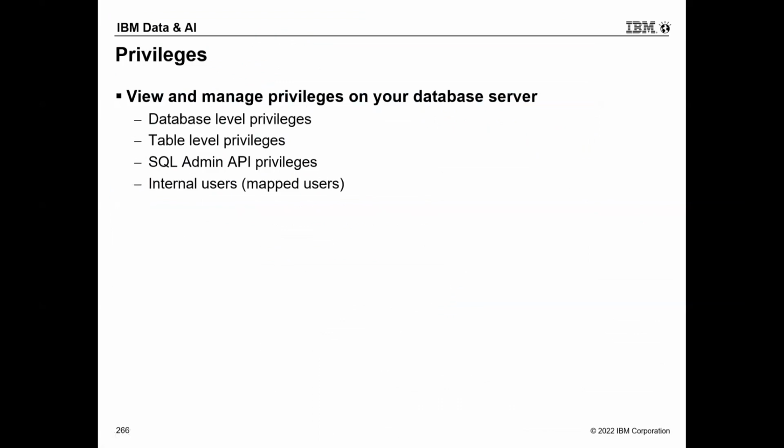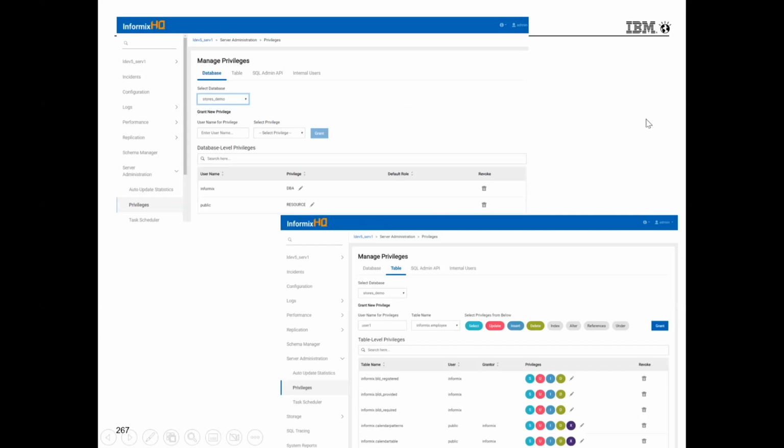So your privileges, view and managing of your privileges on your database server, database level privileges, table level privileges, SQL admin API privileges, and internal users, map users. There's a graphic interface indicating your privileges, and those of resource and DBA are shown at the top. And the management of privileges for specific objects down below. Graphically, select, insert, update, delete.